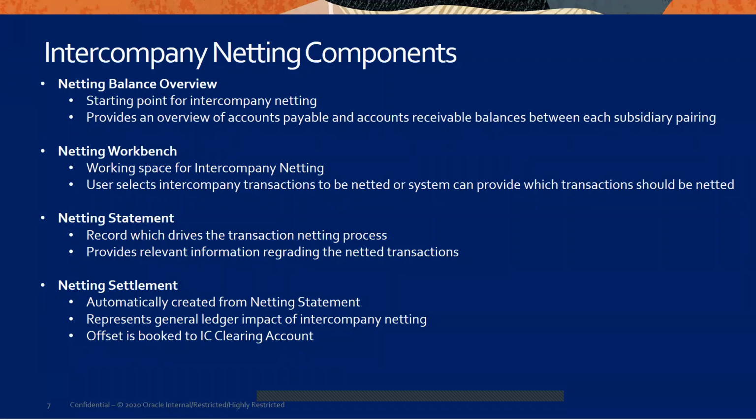Okay, after that is the netting workbench. So this is where you're going to physically select the transactions you would like to net against each other. You're going to be able to see the paired transaction, what subsidiary it's from and to, and you're going to be able to see the currency and the total nettable amounts.